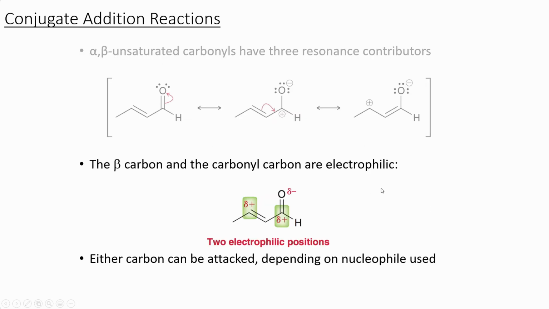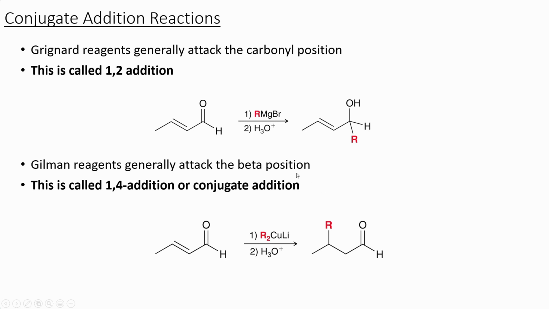The beta carbon is electrophilic as well and will have a partial positive charge, just like the carbonyl carbon. So depending on what nucleophile we use, we can have nucleophilic attack at the beta carbon or the carbonyl carbon. If we use a Grignard reagent, this is generally going to attack the carbonyl carbon, and this is called a 1,2 addition reaction. If we use a Gilman reagent or an organocuprate reagent, then the nucleophile will attack the beta carbon, and this will be called a 1,4 addition or a conjugate addition.